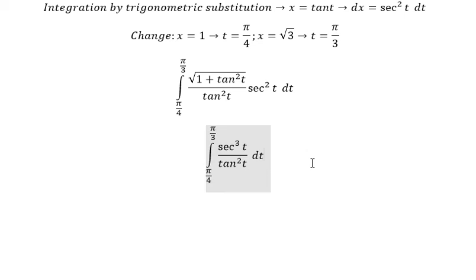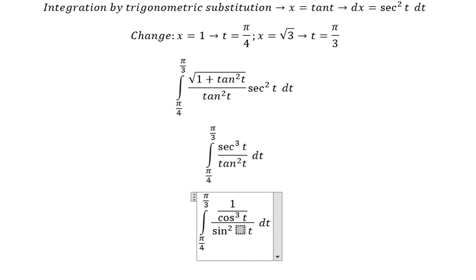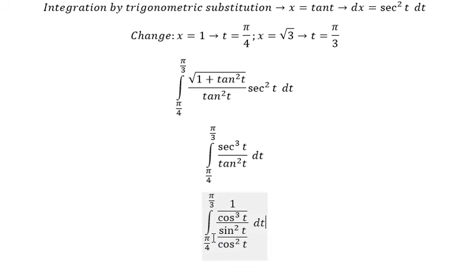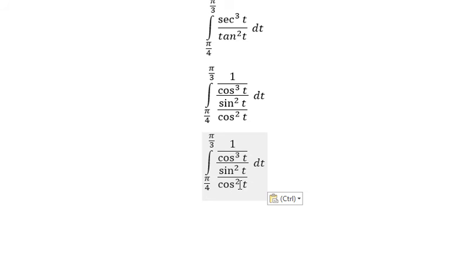Now we need to change everything in here into 1 over cosine t to the power of 3. This one we change for sine t squared over cosine t squared. This one we simplify with cosine t squared.